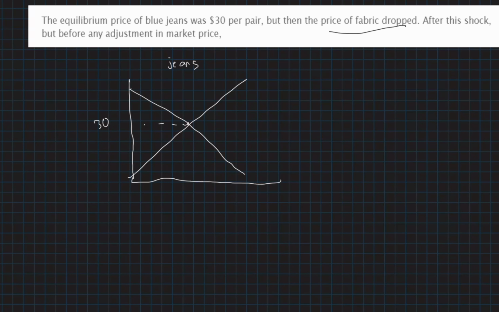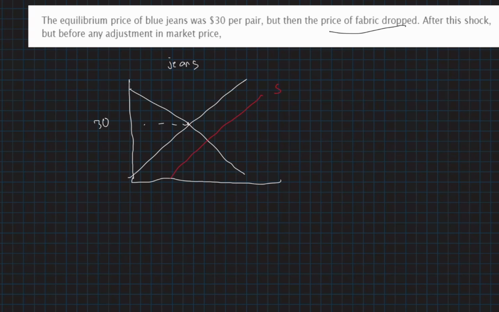This is the price of fabric dropped. So what is that going to do to the market if the price of fabric dropped? That means we can produce more jeans because it's cheaper. So our supply is going to increase. So this is our new supply.